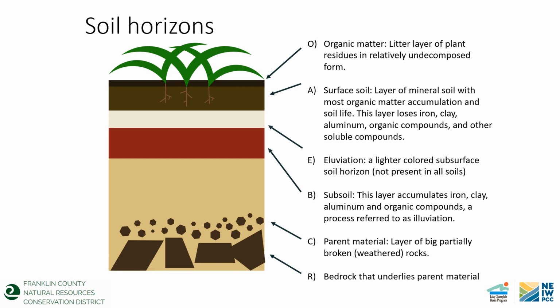The B horizon is the subsoil, and it's the zone where all of those leached clays, aluminum, iron oxides, and sometimes certain organic compounds will accumulate. The C layer consists of partially broken up or partially weathered bedrock. And then the R layer is the deepest, and it's the bedrock itself that has not yet been broken up into anything that we would understand as soil.